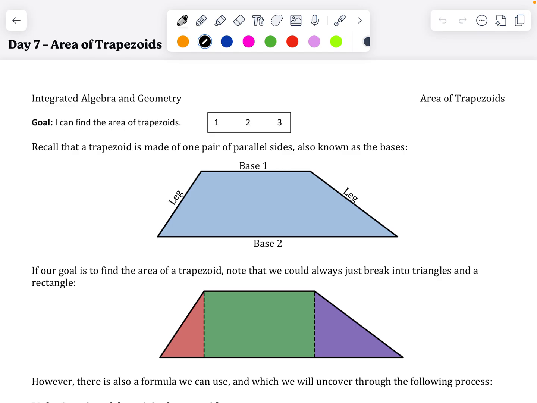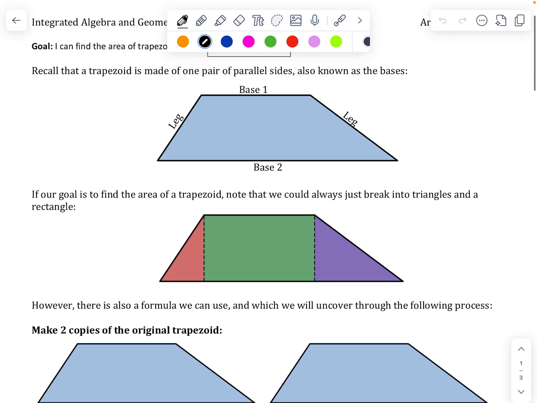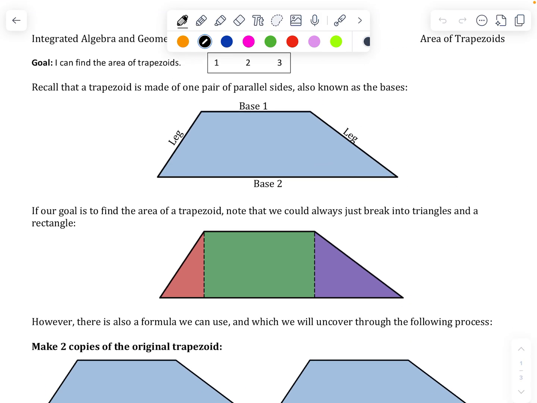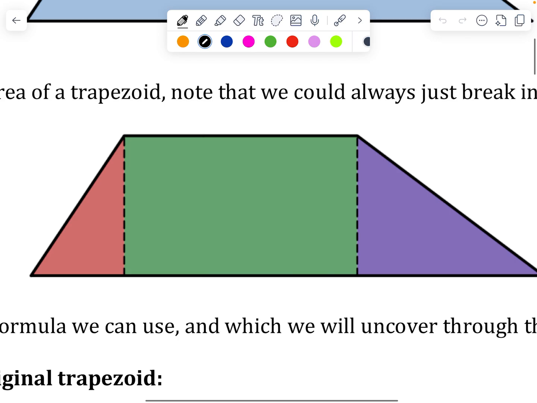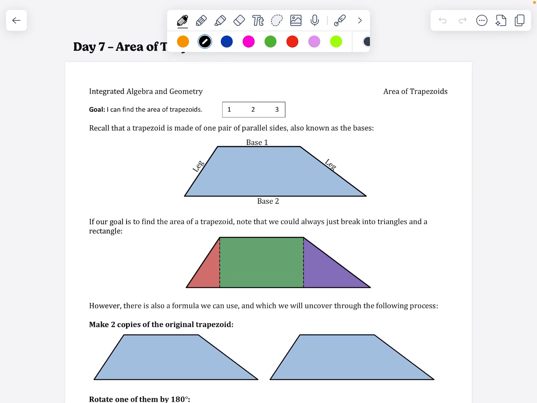A trapezoid is made up of one pair of parallel sides, and those are known as the bases. If you look here, this is a trapezoid. Base 1 and base 2 are parallel lines, and the other two sides of the trapezoid are called the legs. If our goal is to find the area, we could always break it up into two triangles and a rectangle. If you ever forget this formula, you could always draw the heights, the perpendicular lines to the bases, and break it into a rectangle and two triangles.